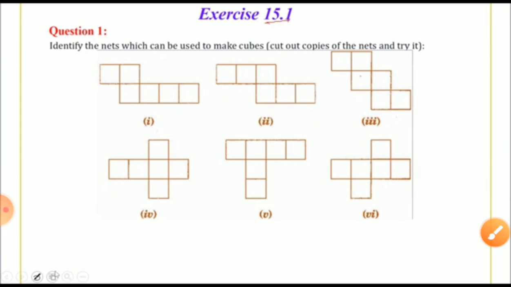Let's recheck whether the answer is right or wrong. So here 6 options are given. How many can be possible? There are some nets. Nets means a skeleton view of the solid shapes, which gives an idea of how to open.